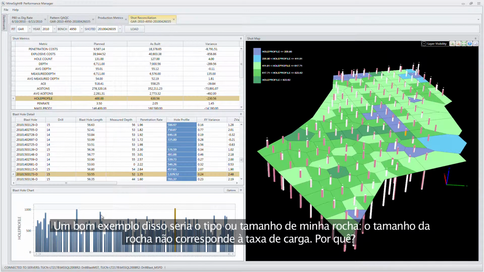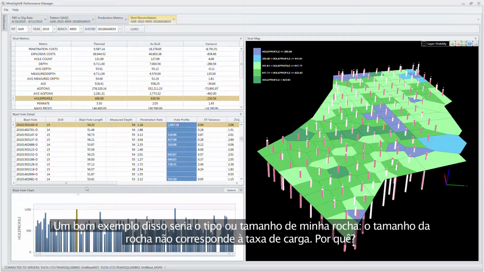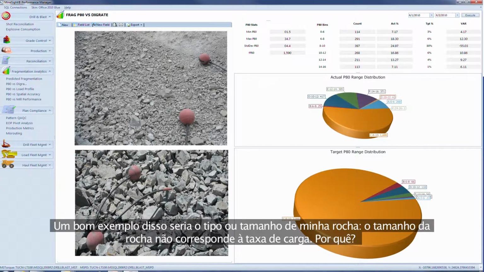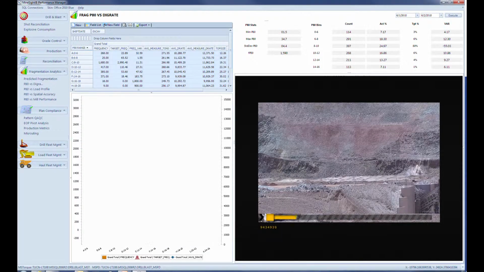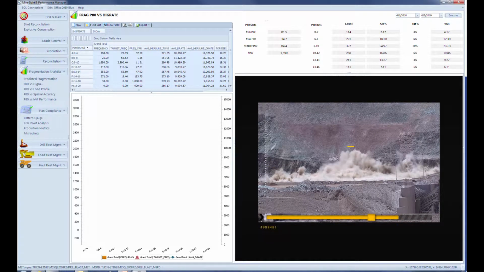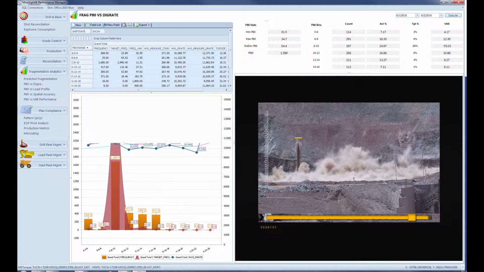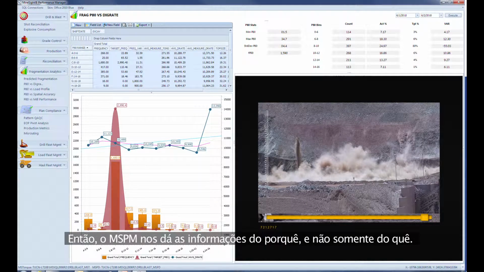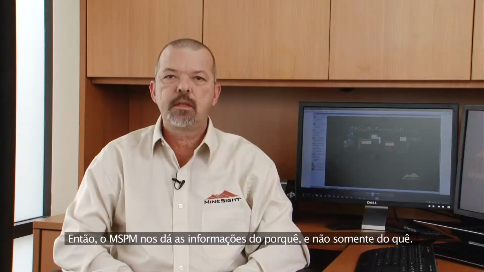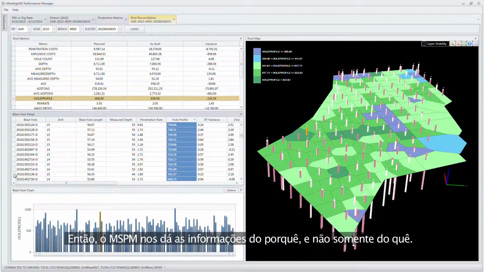A good case in point would be my rock type or rock size. My rock size is not conducive to my load rate. Why? Is it because I'm not loading the right explosives? So it really gives us the insight into why things happened as opposed to just what.